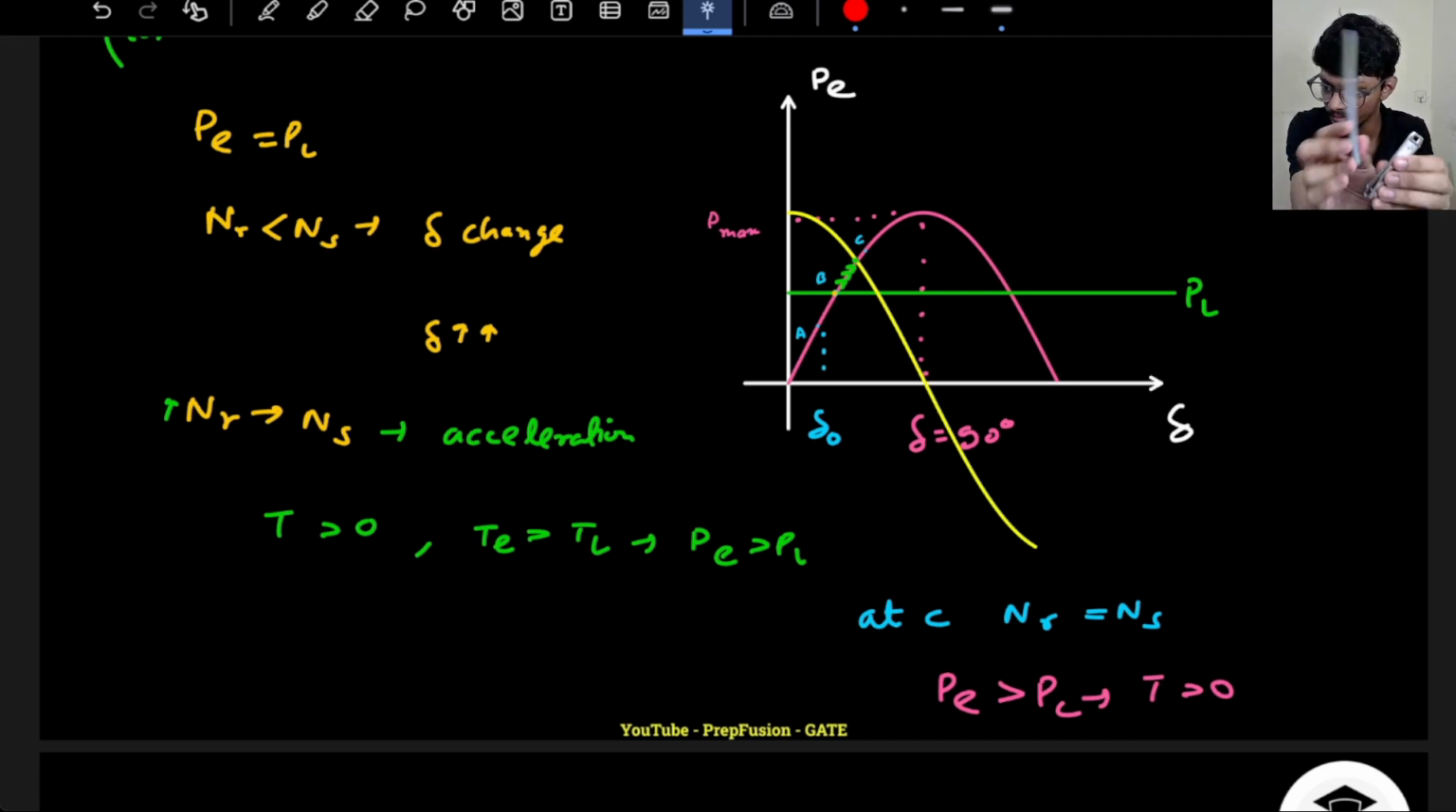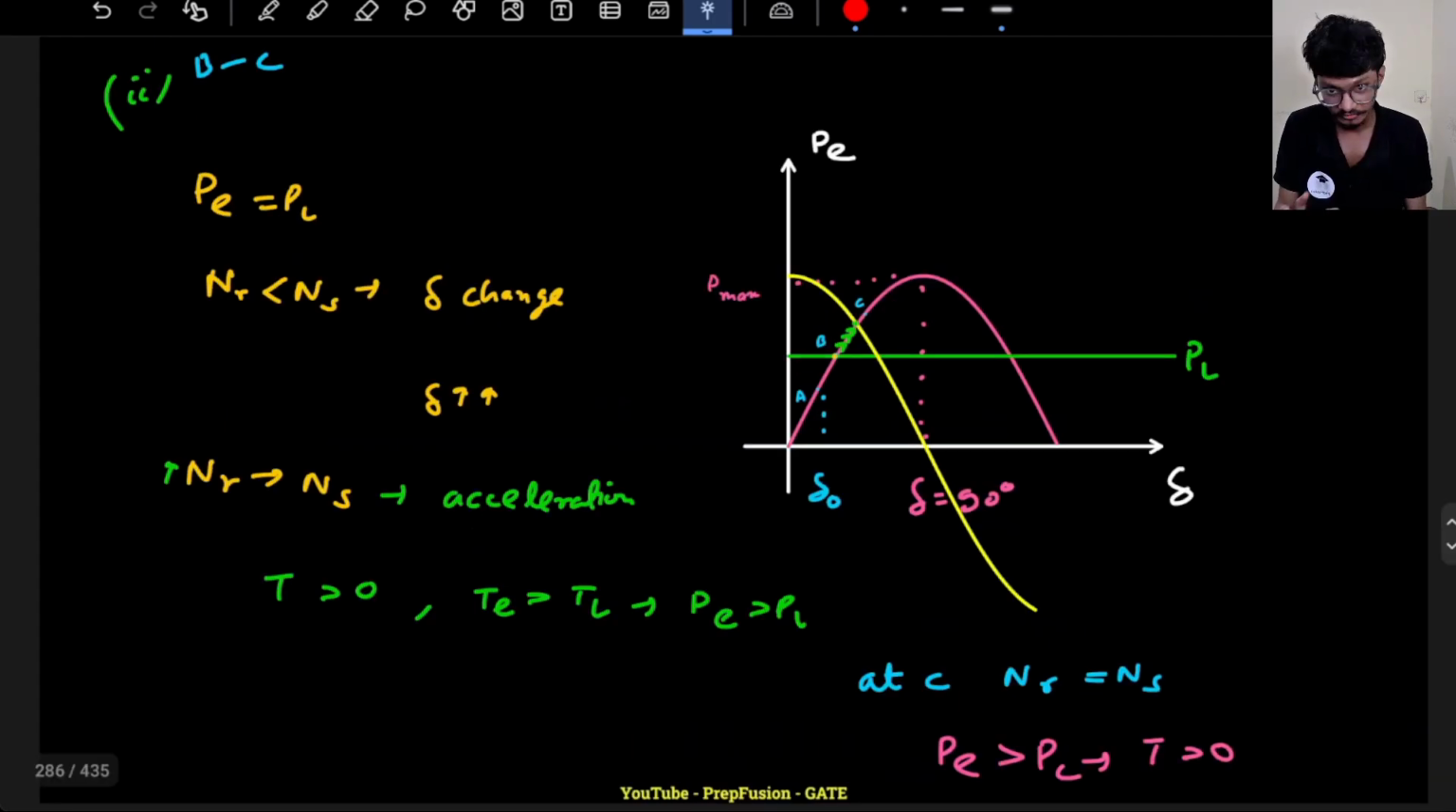So the rotor speed will be higher than the stator now. So NR, not higher, sorry, NR speed will increase. So slowly this delta angle, relative angle, will slowly reduce because the relative speed is reducing, because NR is tending towards NS. So this will slowly reduce. So slowly again a delta angle will come.